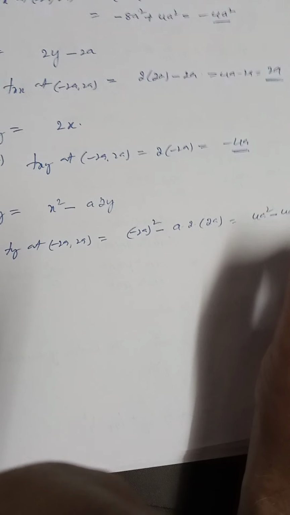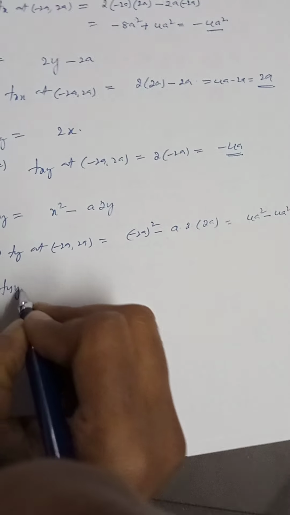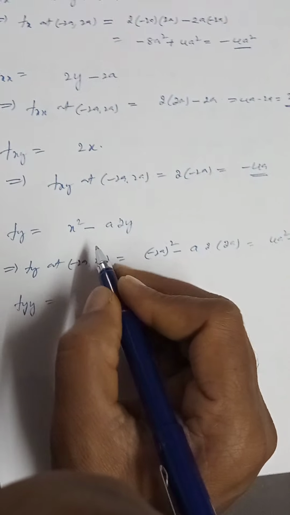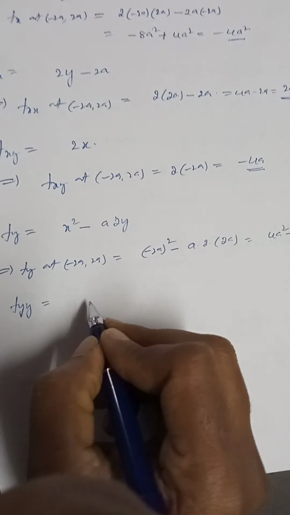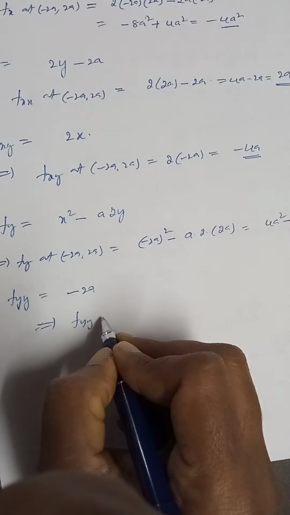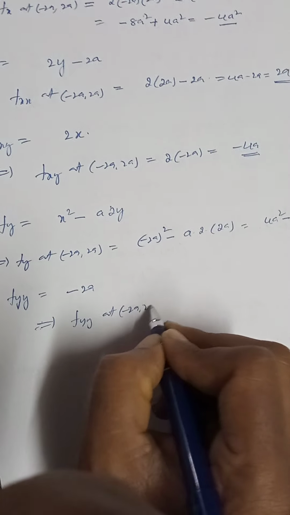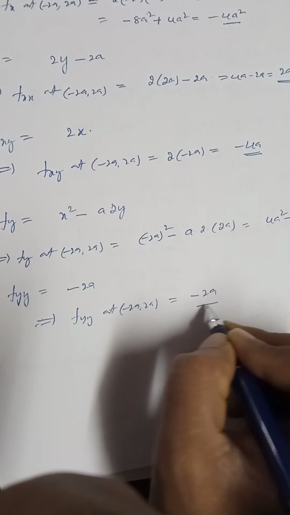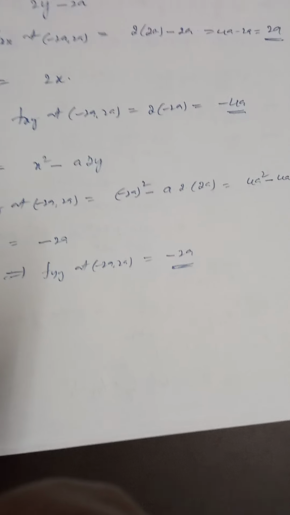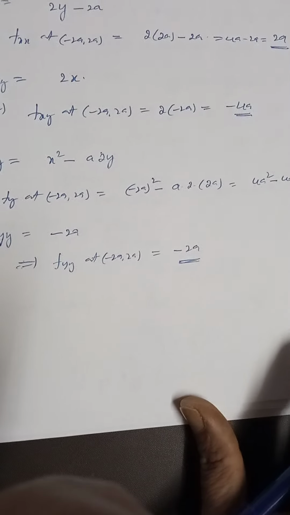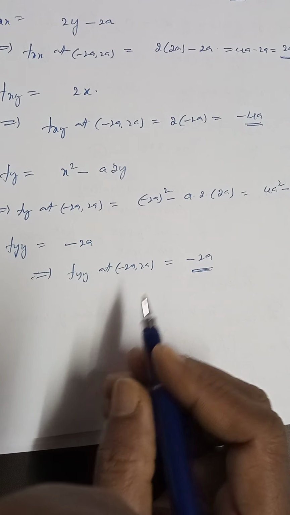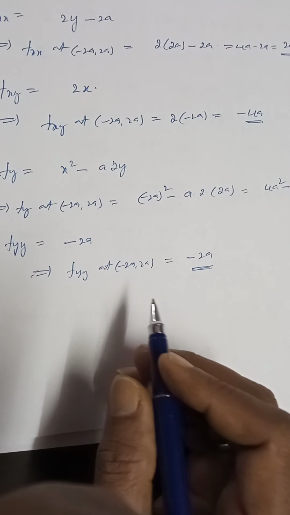Next I want fyy. If you differentiate this one partially with respect to y, you will get fyy, that is minus 2a. That implies fyy value at minus 2a comma 2a is minus 2a only, because there is no x and there is no y on the right side. Therefore, as it is constant, we will get this. Now we know fx value, fy value, fxx value, fyy value, fxy or fyx.